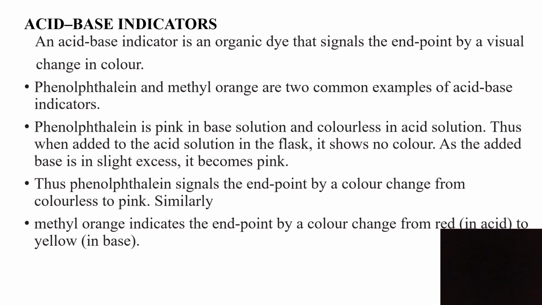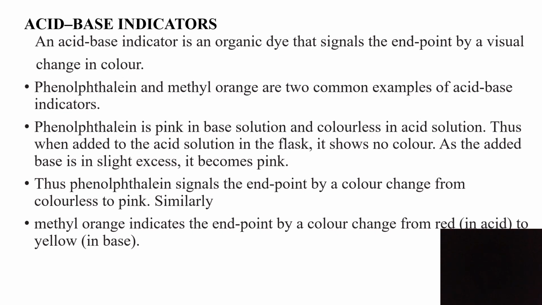Today, I am going to discuss acid-base indicators and theories of acid-base indicators. Before entering into the topic, let's discuss what an acid-base indicator is. In an acid-base titration, the base solution is added gradually from the burette into the acid solution contained in a conical flask. When the amount of base added equals the amount of acid in the flask, the equivalence or end point is reached.